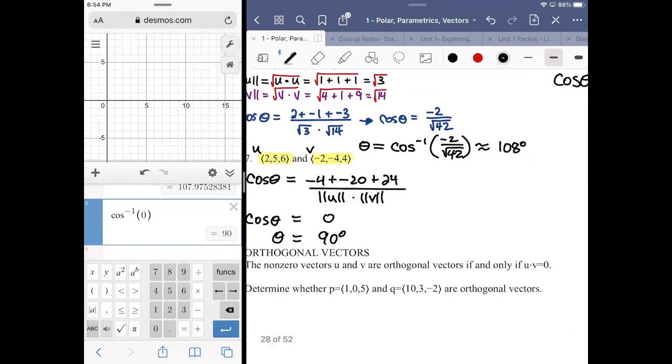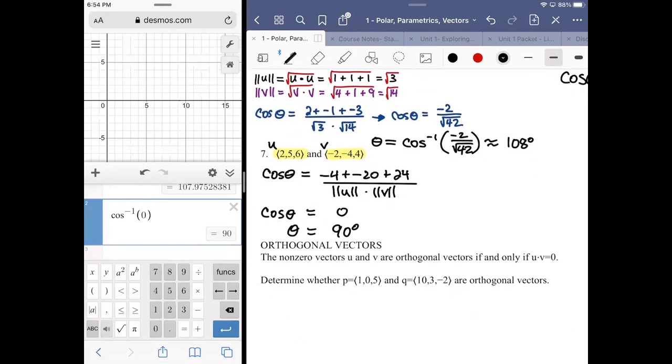So that leads us to a nice little consequence of dot products, and that is orthogonality. If the dot product between two vectors is equal to 0, then those vectors are orthogonal to one another. So that's pretty solid stuff right there.